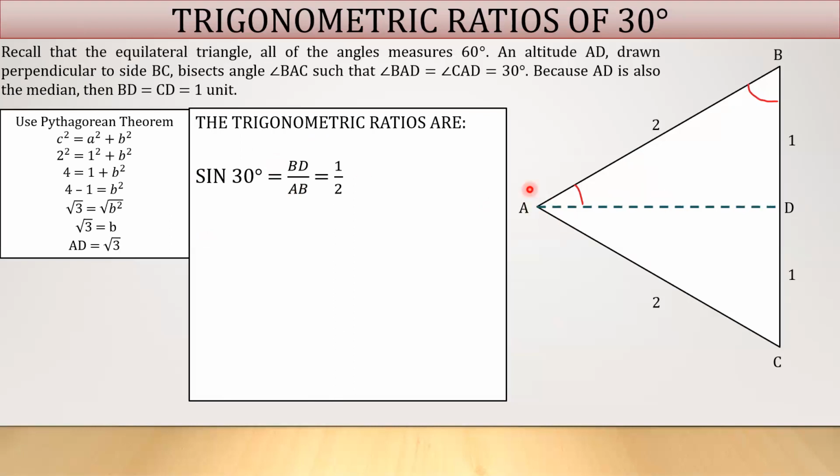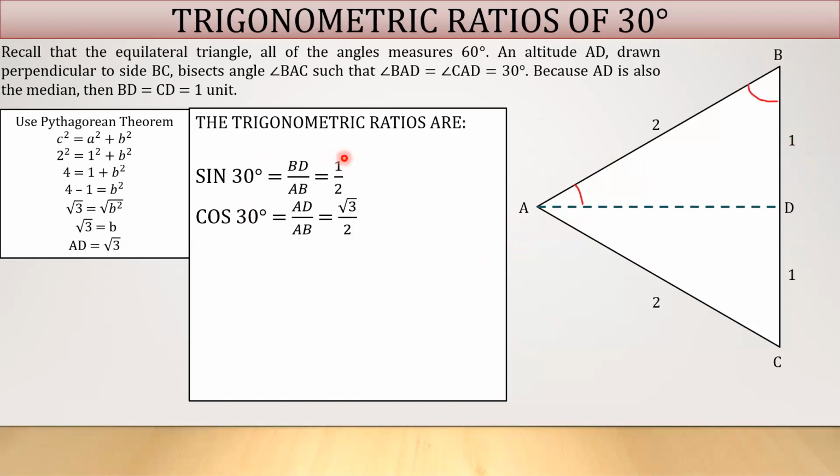So, opposite of sine 30 is equal to BD. Ayan, ang opposite niya is BD and the hypotenuse is AB. That's why we have BD over AB. So, let's substitute the given. For BD, we have 1 and for AB, we have 2. That's why we have 1 over 2.